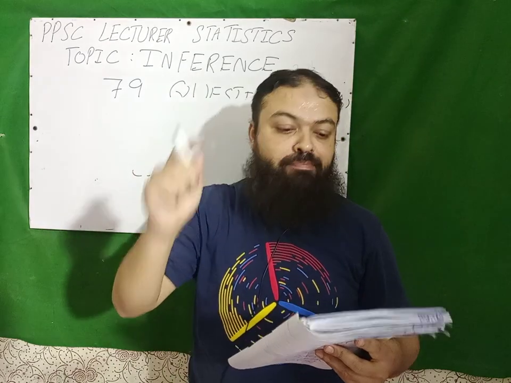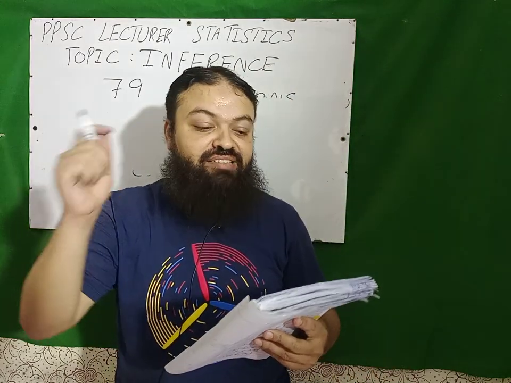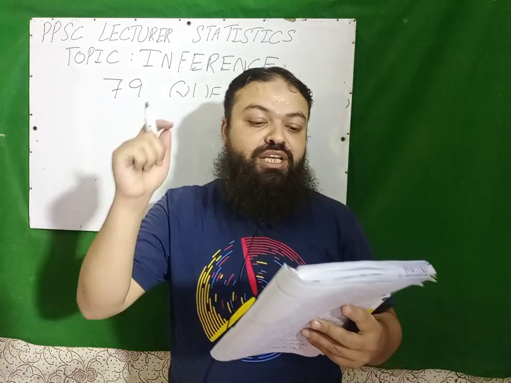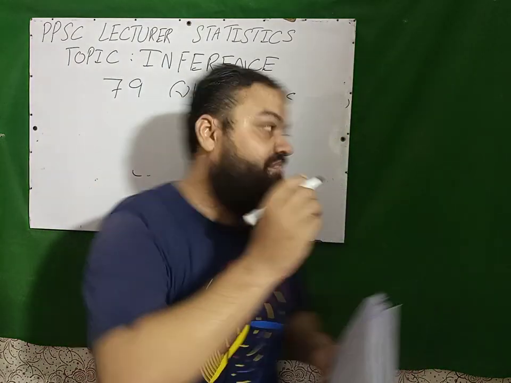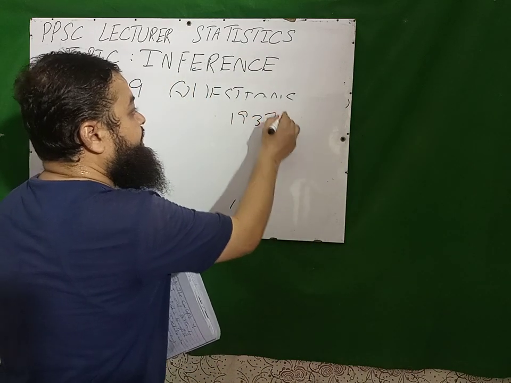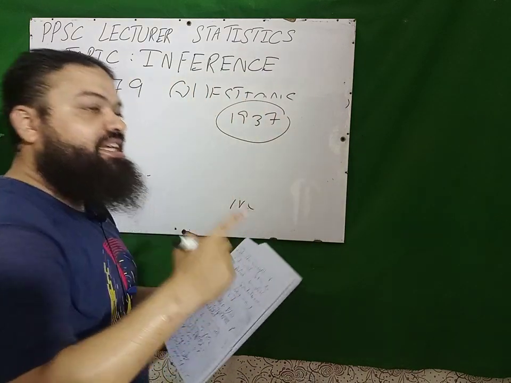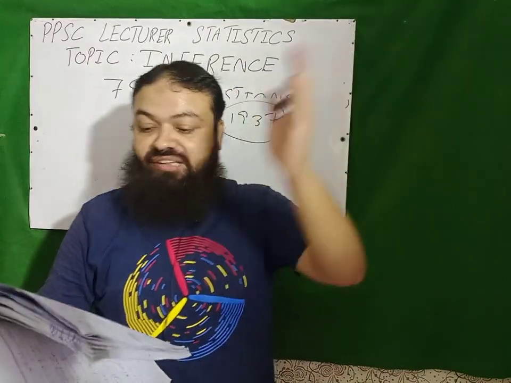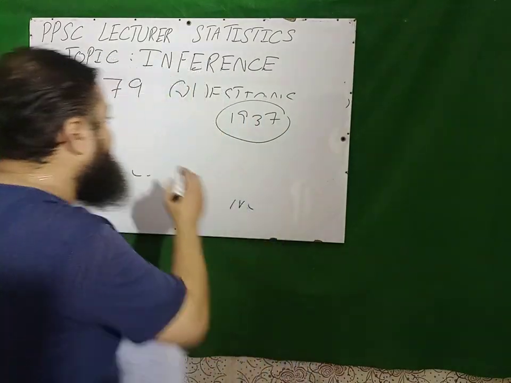Next question is very important. The concept of confidence interval was given by the Polish-English-American statistician Jerzy Neyman in 1937. In 1937, the same person gave the idea of testing of hypothesis as well as confidence interval.